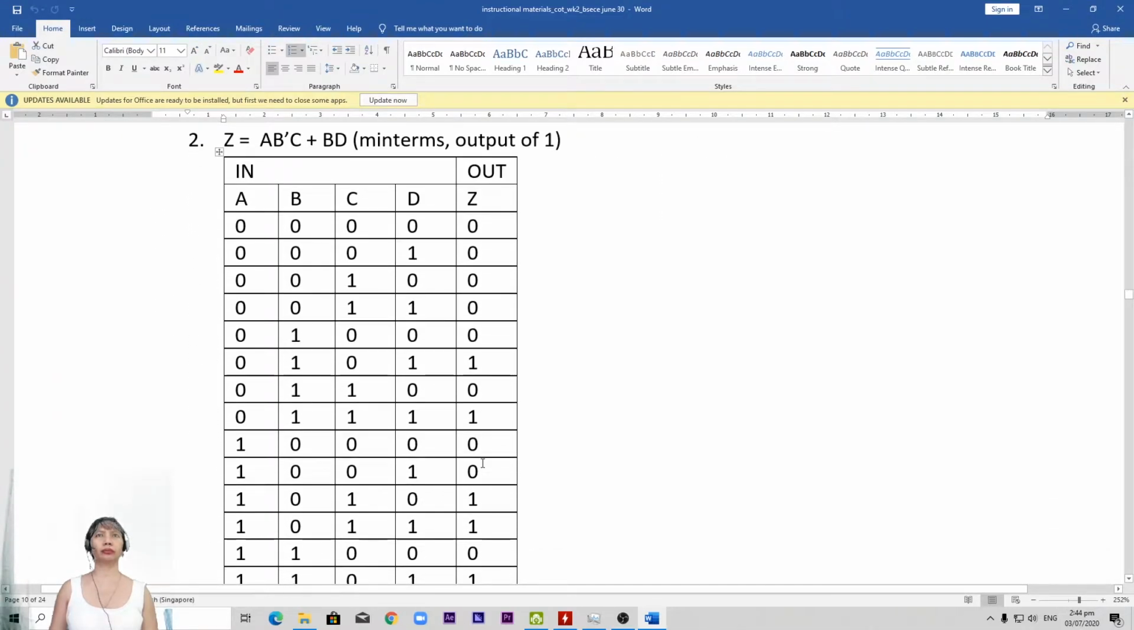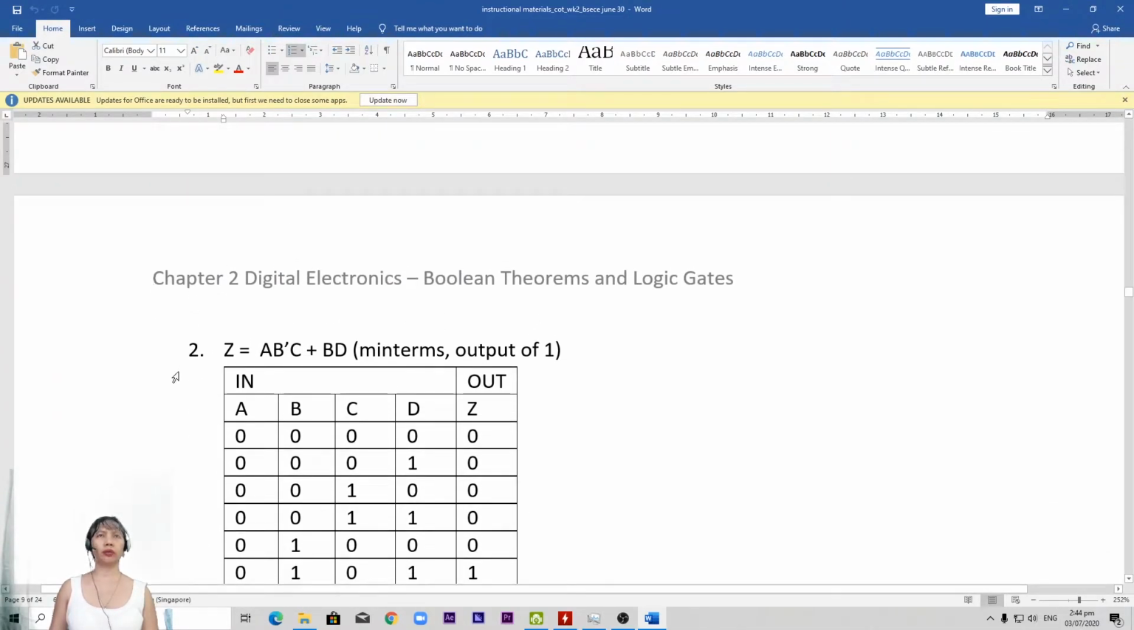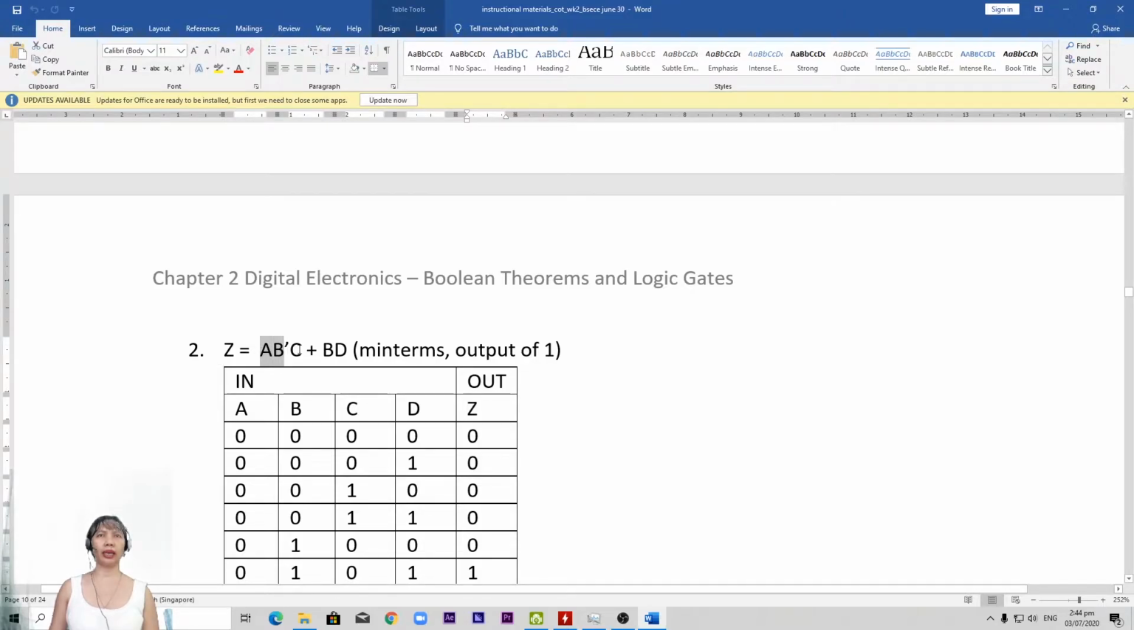Next we have, what if, for number 2, the given is AB prime plus BD. Again, it's in standard form, also in minterms. When you say minterms, the given terms should have an output of 1. We have one output, Z, and the inputs are A, B, C, and D. So we have 4 inputs.